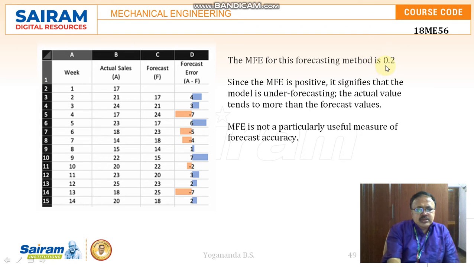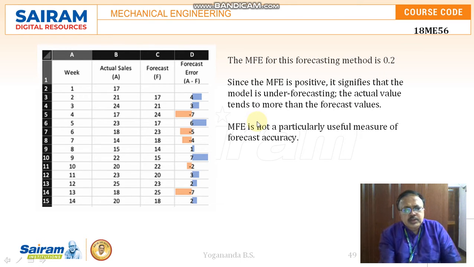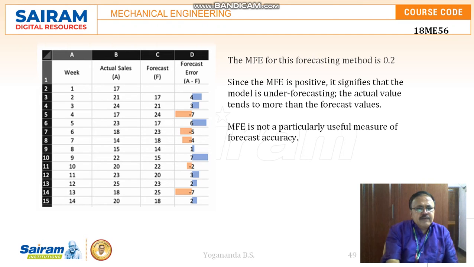it gives us 0.2. I may get a positive value or a negative value, but for this example, the mean forecast error is positive. That signifies that the given model is under forecasting. The error is 0.2 with a positive sign, which means the actual value is more than the predicted values. But this mean forecast error is not a particularly useful measure of the accuracy of the forecast.